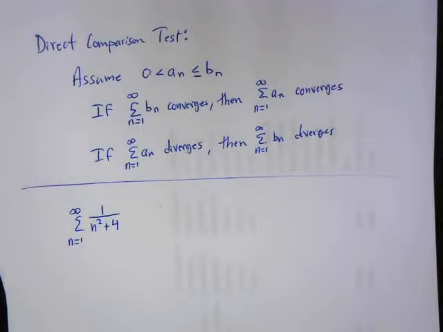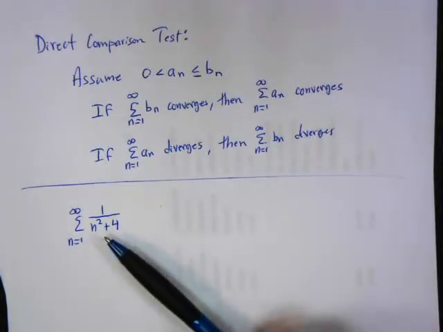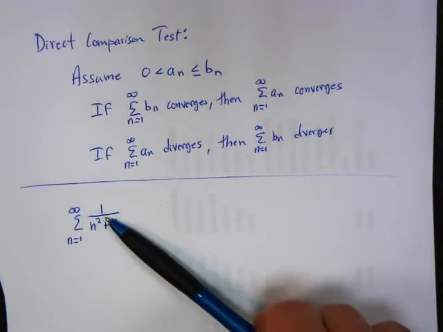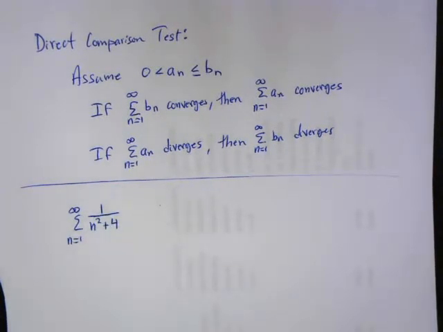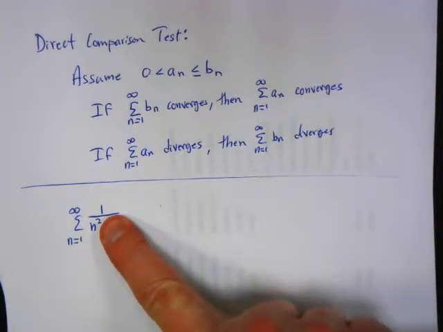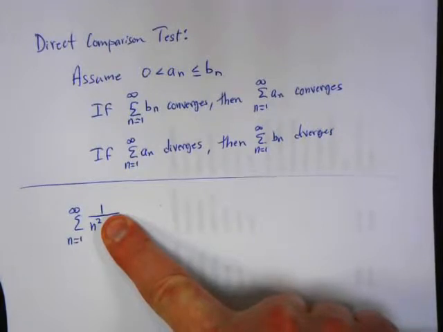How come it's not telescoping? The bottom doesn't factor. You can't use partial fractions. How come it's not geometric? Powers in there. We would have to have something raised to the n, not n squared. How come it's not a p-series? Because of the plus 4. But it's really close to a p-series, isn't it? If this 4 were gone, you would tell me that's a p-series.